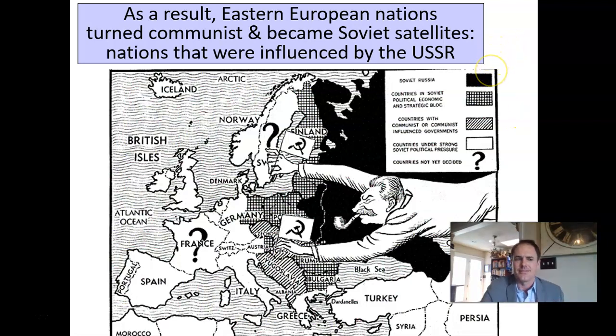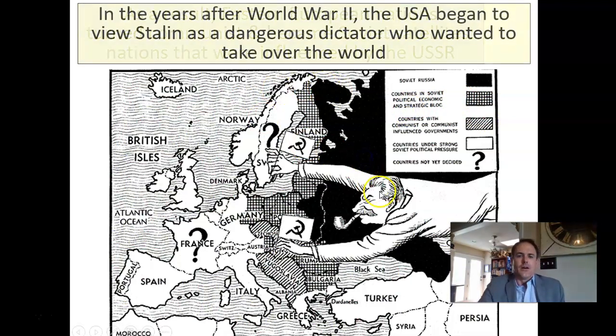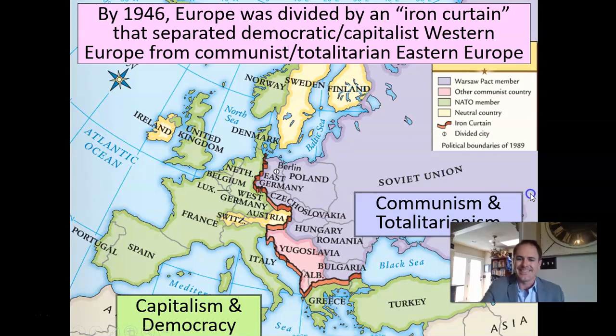But this, not knowing and not trusting, leads to this Cold War. All right. To recap, they really see him, or begin to see him, as a dangerous dictator who wants to take over the world. We now know that that's not really the case. He's thinking more defensively, but again, that's not how the U.S. sees it, right? So by 1946, one year after the end of hostilities, Churchill, the Prime Minister of the United Kingdom, declares that an iron curtain, this divide, separates the democratic capitalist West from the communist totalitarian East.